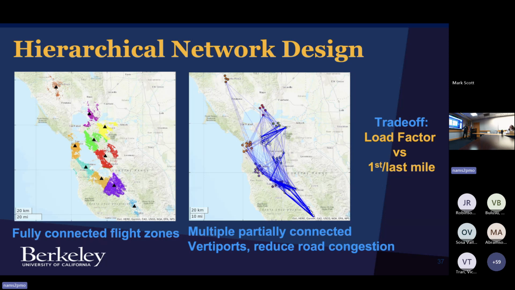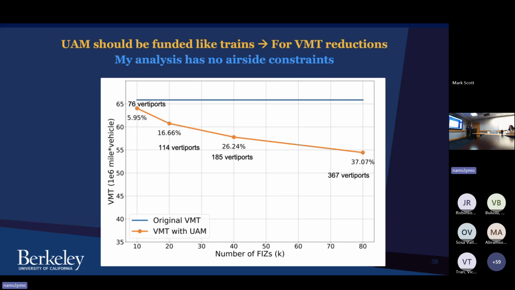And the other thing that happens is you can't build big vertiports. We'll see that in a slide. And you can see that here, with 10 zones, this number is about 80 vertiports, 76 vertiports. It produces a 6% VMT reduction.